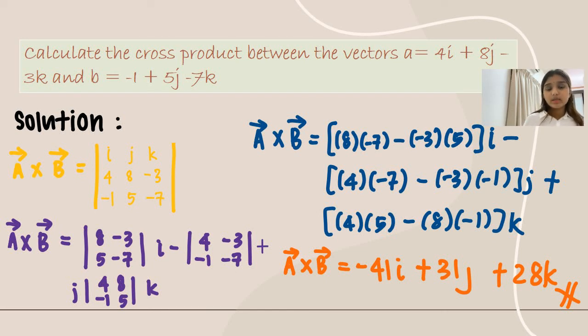How do we find the determinant? We need to use the A times D minus B times C formula. For example, for I, we do 8 times negative 7 minus negative 3 times 5 in brackets. We need to do the same thing for J and K. So the final answer will be negative 41I plus 51J plus 28K.